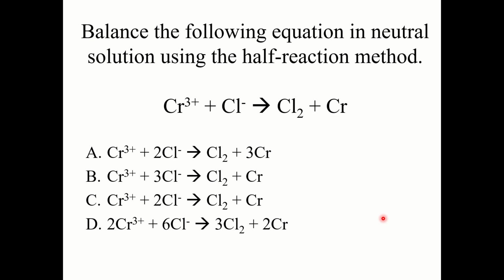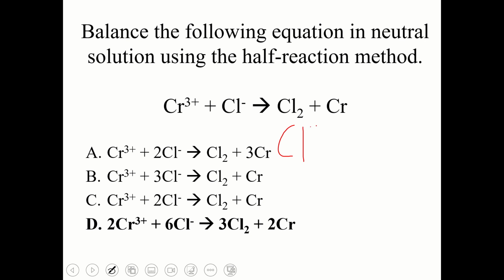Okay, correct answer here is D: 2Cr3+ plus 6Cl- forms 3Cl2 and 2Cr. First I'm going to start with my oxidation half reaction, which is Cl- forms Cl2. The first thing I need to do is balance the masses, so I need to place a 2 right there. Now I need to balance the charges, so I need 2 electrons on the right side there.